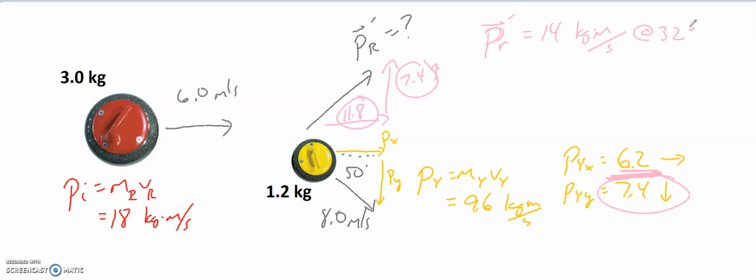And then what you could do is take this and divide it by the 3, and then you'd have the velocity of the rock afterwards. So again, very similar to what you guys have done before, like momentum before equals momentum afterwards. But with this one, you just have to look at the vertical and horizontal components separately and make sure they add and subtract to what they need to.